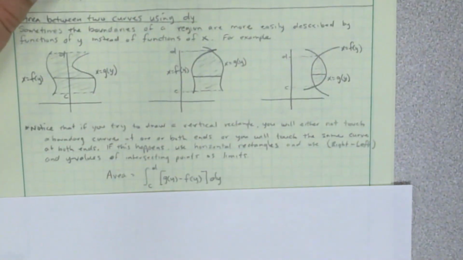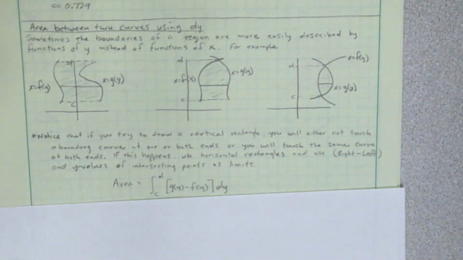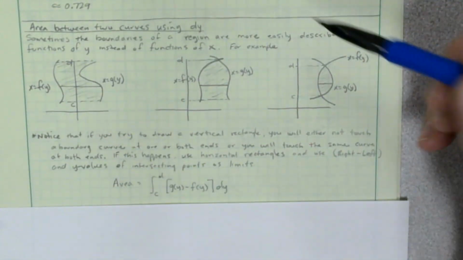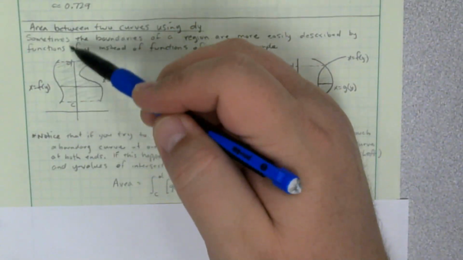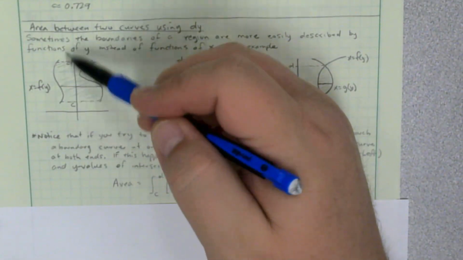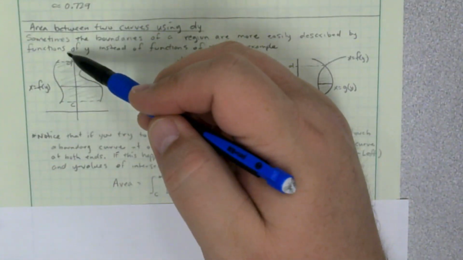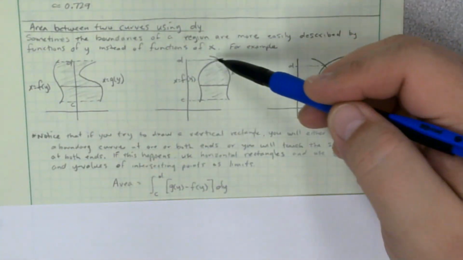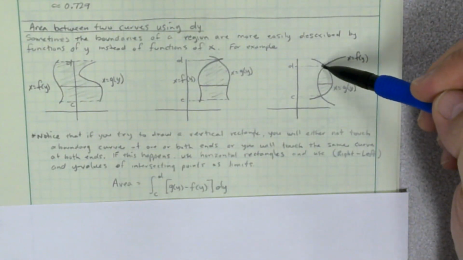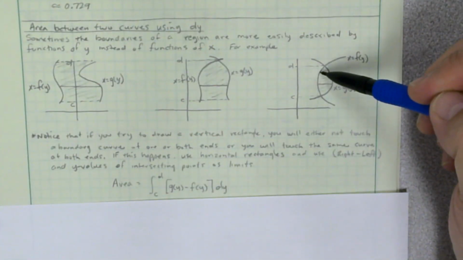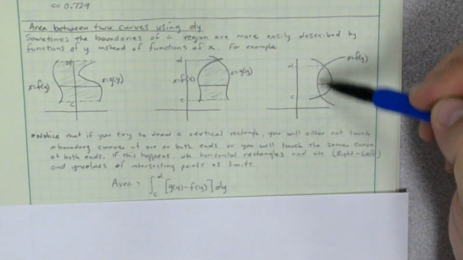Namely, what happens if I can't do an up and down segment? In these situations, if you look right here, the way the graphs are drawn, I can't draw a vertical representative segment. It doesn't have an upper or lower curve. Over here it has an upper, but it doesn't have a lower. And over here, you'll notice that if I drew a vertical one, this rectangle right here will touch the same curve at the top and the bottom, and I can't have that either.